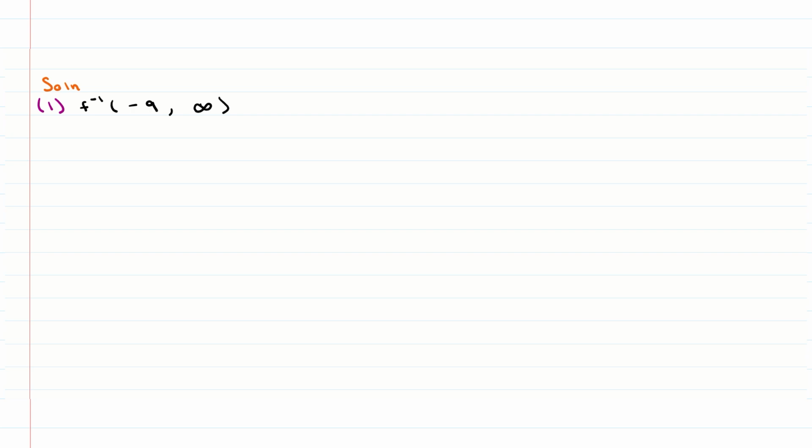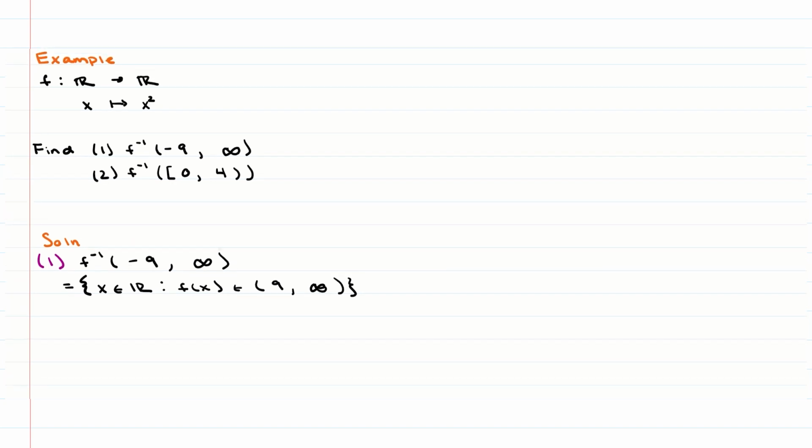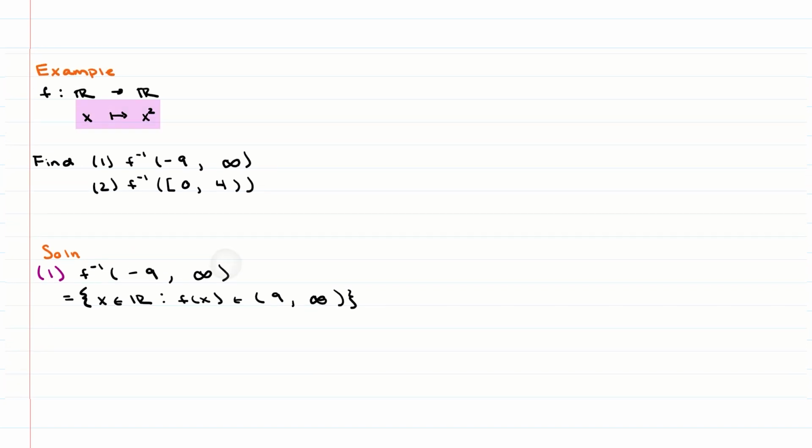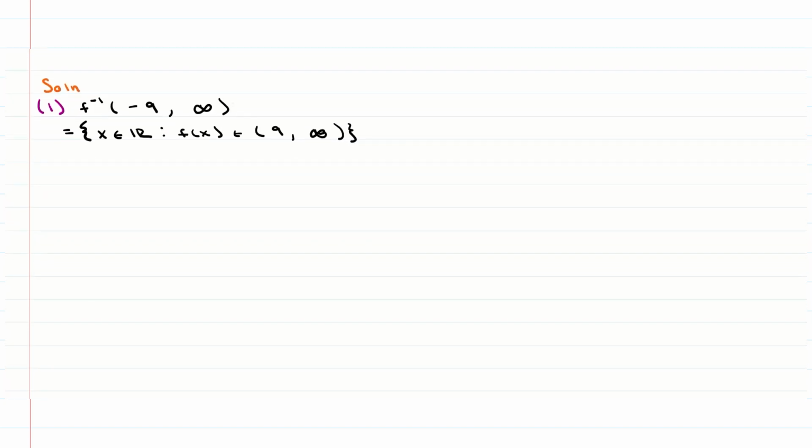So we're finding the preimage of the set with domain -9 to infinity, and we'll start off by defining f of x as an element of this set. And keep in mind I changed -9 to 9 because we're working with a squared exponent. And speaking of that squared exponent, let's remember that our function is defined as x squared. So this means x squared is between 9 and infinity.